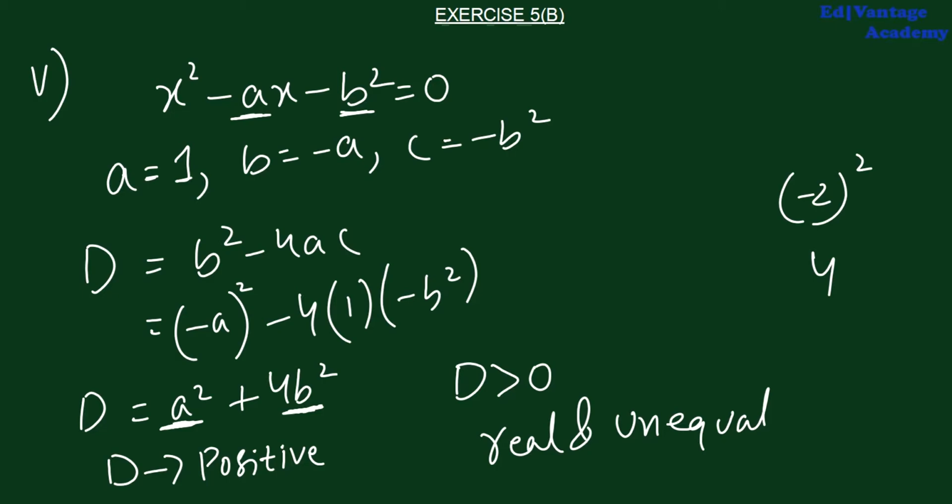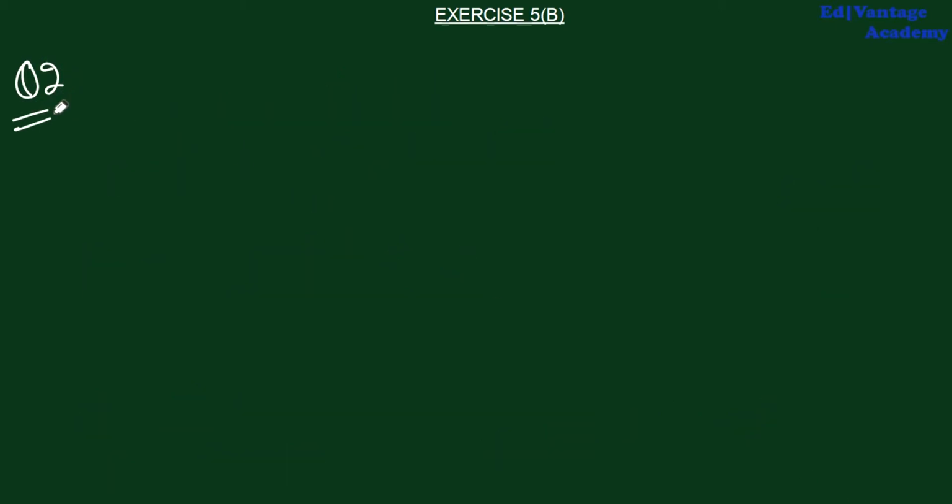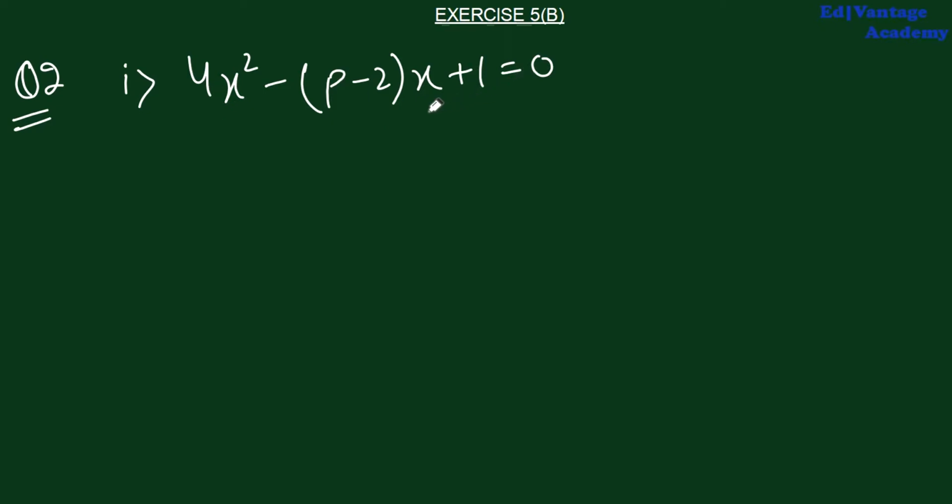Moving to the second question. Now if you read question number 2 of exercise 5b, they are saying find the value of p. Find the value of p for which the given equation has equal roots. Now this time they have given us this quadratic equation, and they are not asking us the nature of roots. They are already telling us that for this kind of equation roots are equal, and we know since roots are equal, that means they are real also.